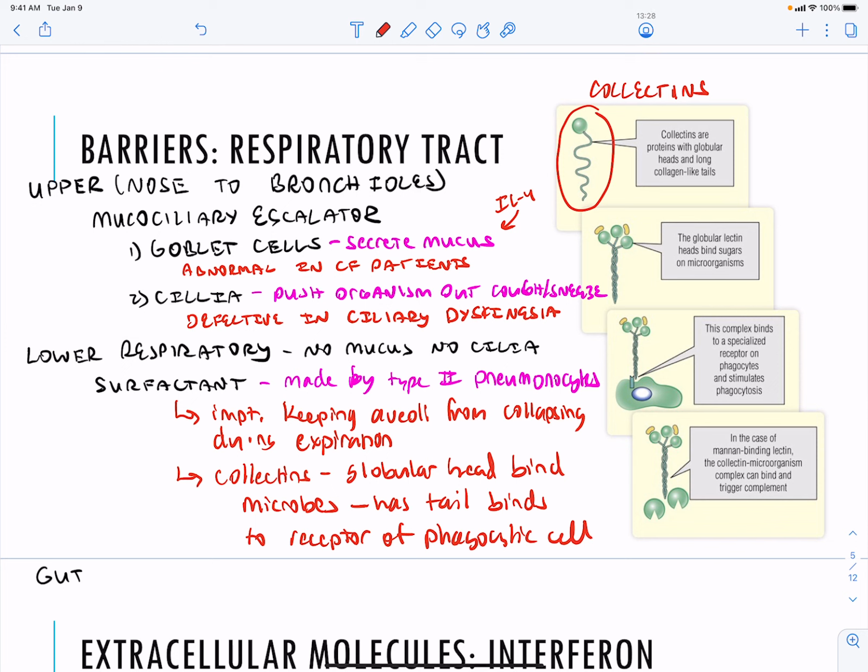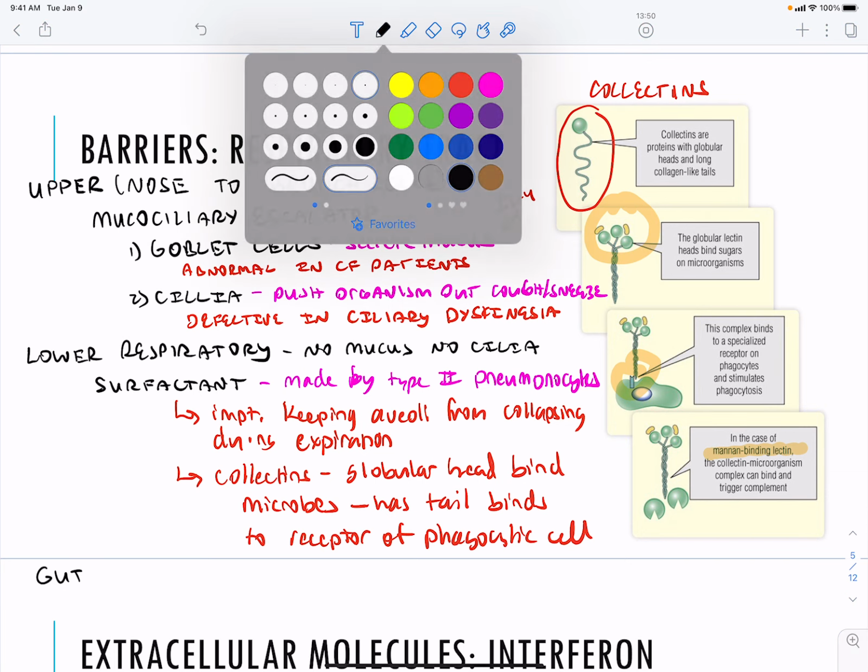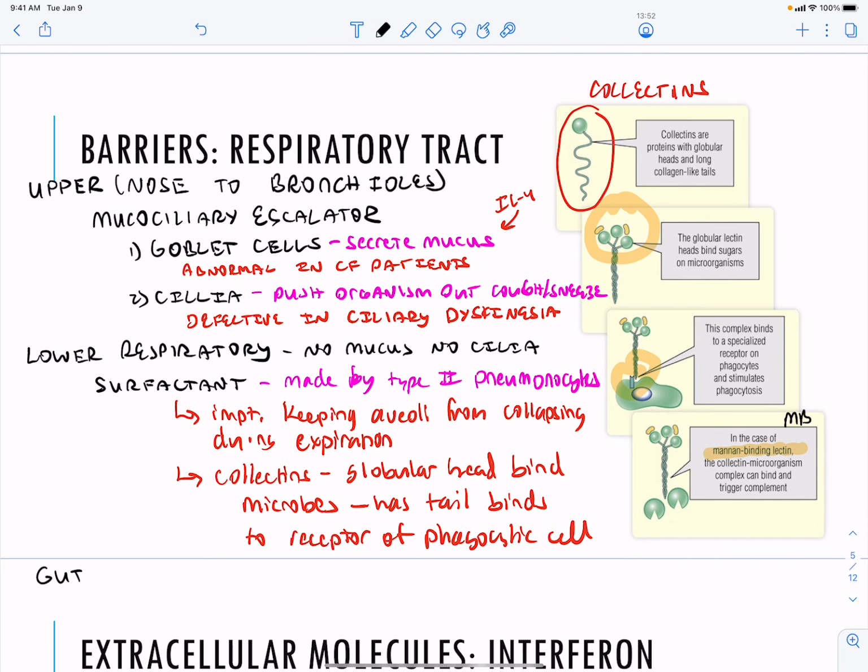So here you see you have a collectin that's bound to bacteria on the globular head, and then the tail will bind to the macrophage, and the macrophage will eat the collectin as well as the bacteria bound to it. There is a specific collectin called mannan-binding lectin, or MBL, and this is part of the complement system. And so this is going to activate the complement cascade.